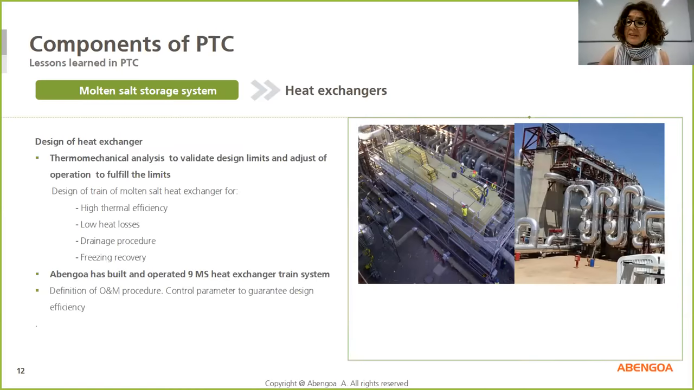And after the construction of this system, the definition of the O&M procedure is a critical aspect to be established. We must define control parameters to guarantee the design efficiency. We could talk about other critical aspects such as the molten salt procedure for the soil, or the preheating of the system in the commissioning, the assembly of the vertical pump with long shaft, or the definition of the heat tracing system.